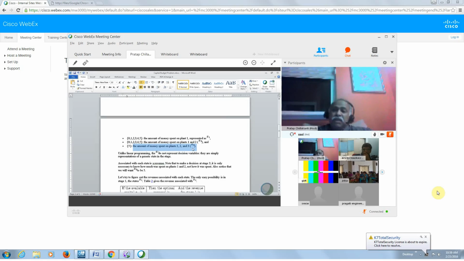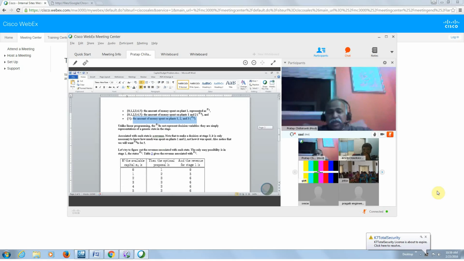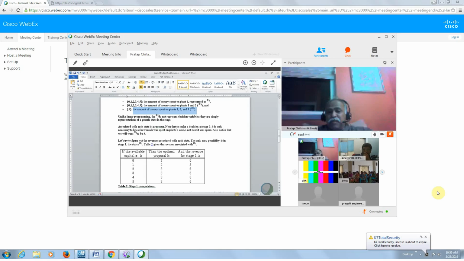Because if you leave money on the table, that's lost. Now, associated with each of these stages is a revenue. So now this is the important point here. To make a decision at stage 3, we only need to know how much was spent in stage 1 and 2, right? If I spent 3 million, I know how much money is remaining for stage 3. If I spent all 5 million, I know I will have zero money. So capture all that.